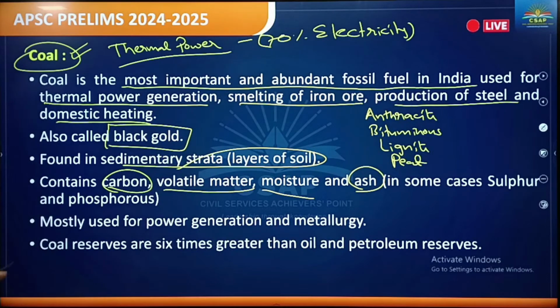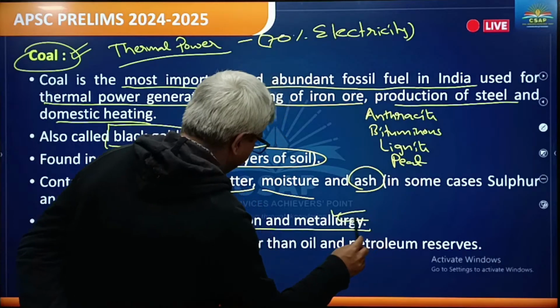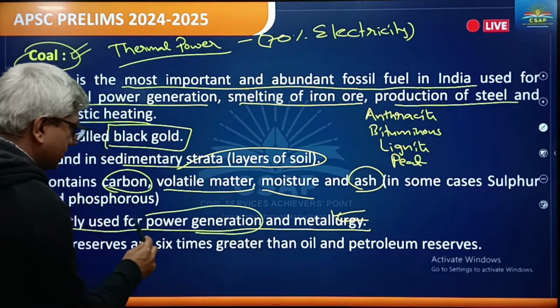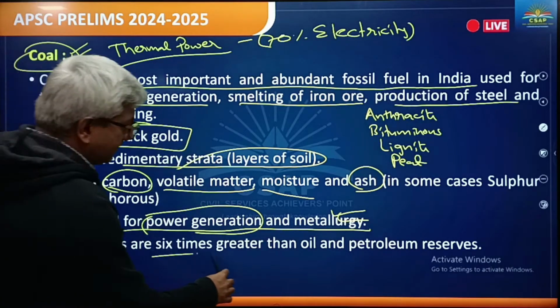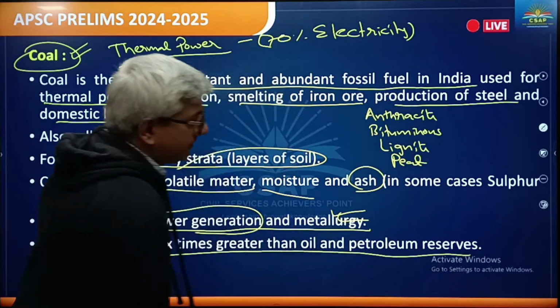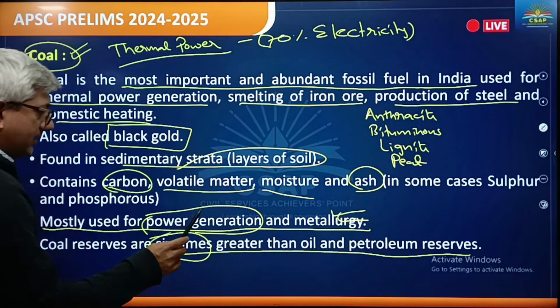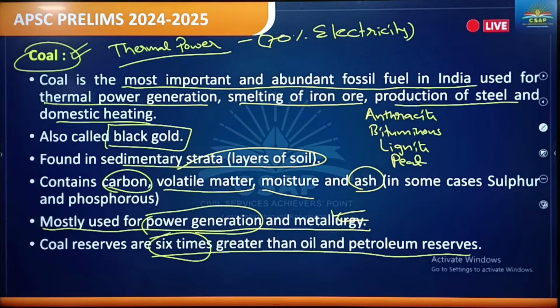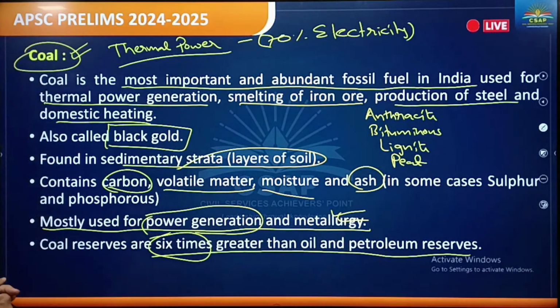So here also it is written mostly used for power generation and metallurgy. Coal reserves are 6 times greater than oil and petroleum reserves. So among all the fossil mineral that we have, organic mineral that we have maximum amount of coal.